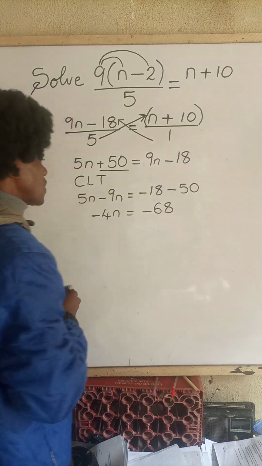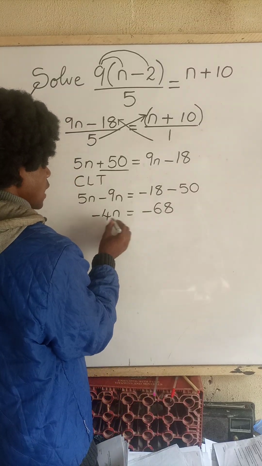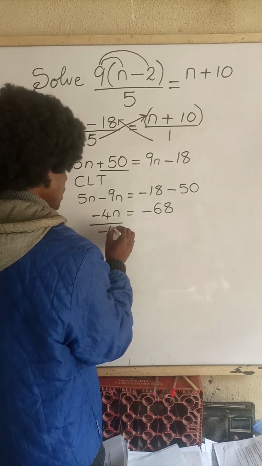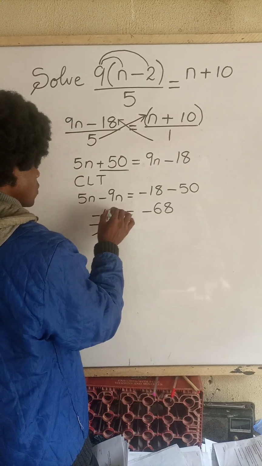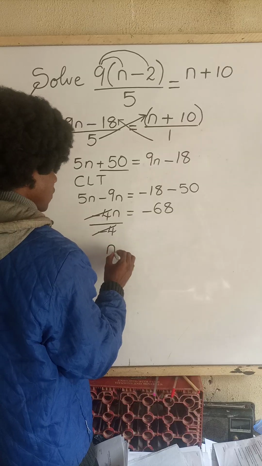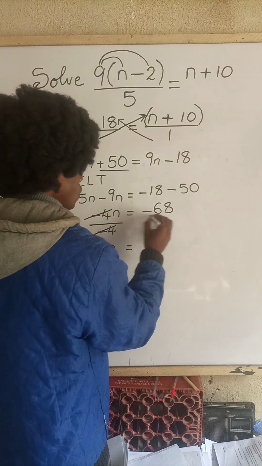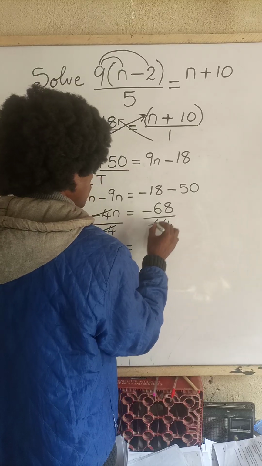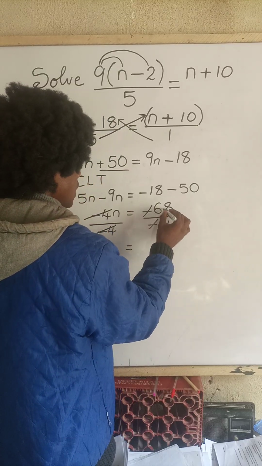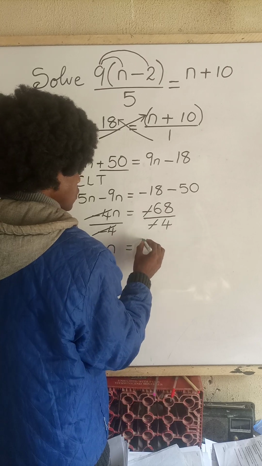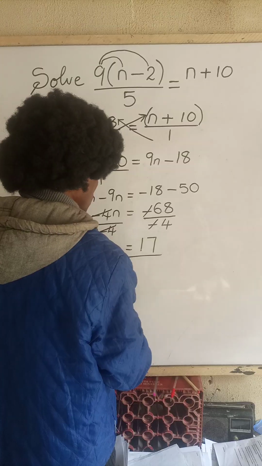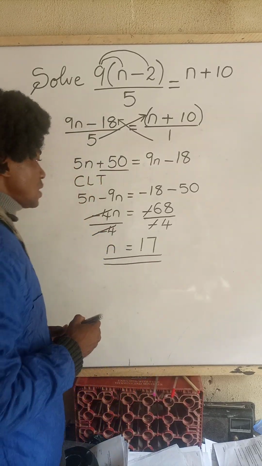We now divide both sides by the coefficient of n, and coefficient of n is minus 4. Is divide this by minus 4. This minus 4 will cancel out. We will now have n is equal to minus 68 divided by minus 4. The minus sign will cancel out. 68 divided by 4 will give us what? 17. So answer to the question is 17.